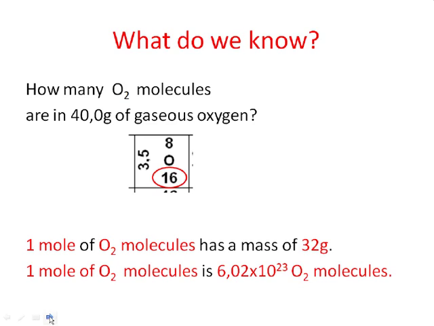What do we already know? We know from the periodic table that a mole of O2 molecules has a mass of 32 grams. How do we know that? We take the value on the periodic table, the molar mass of O, and multiply it by 2 to get the molar mass of O2. And we know that a mole of O2 consists of 6,02 times 10 to the power 23 O2 molecules.